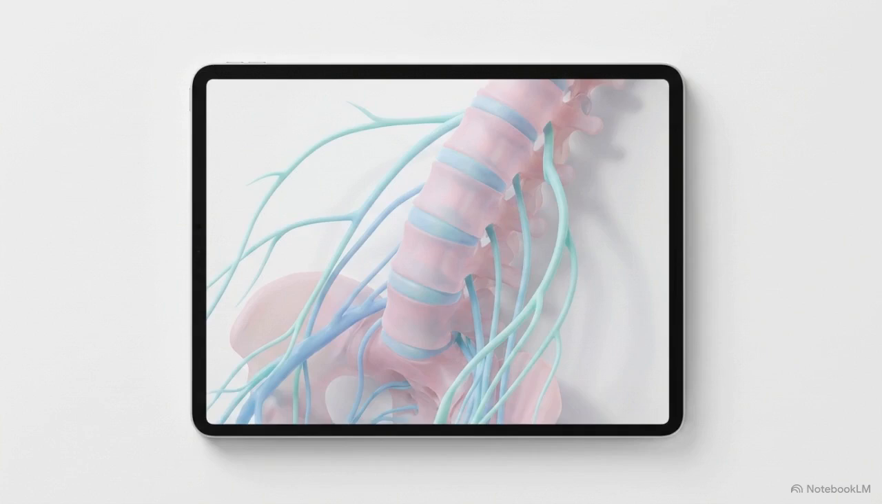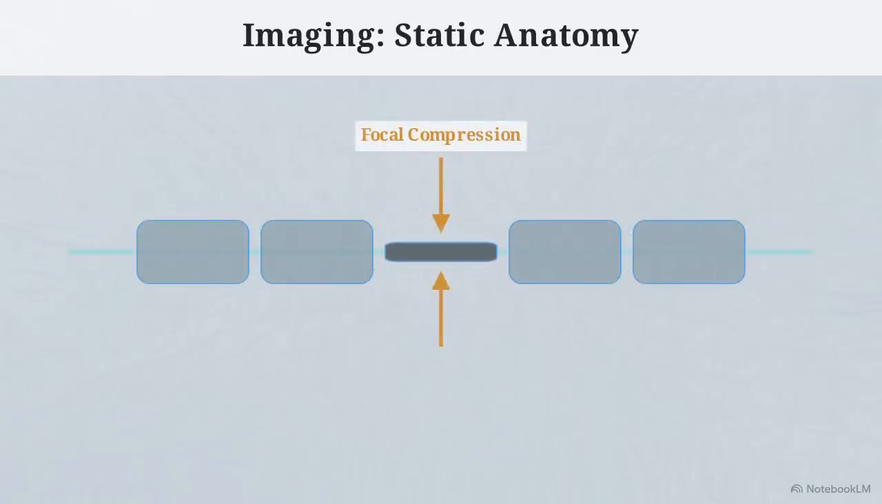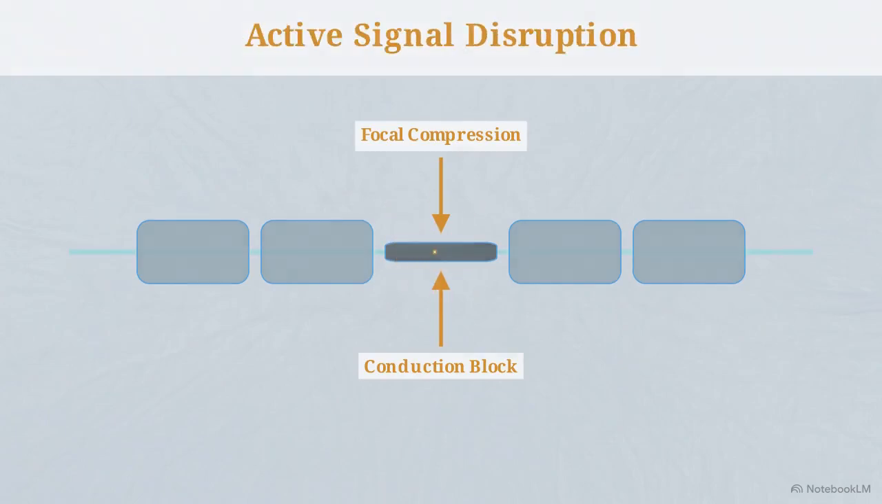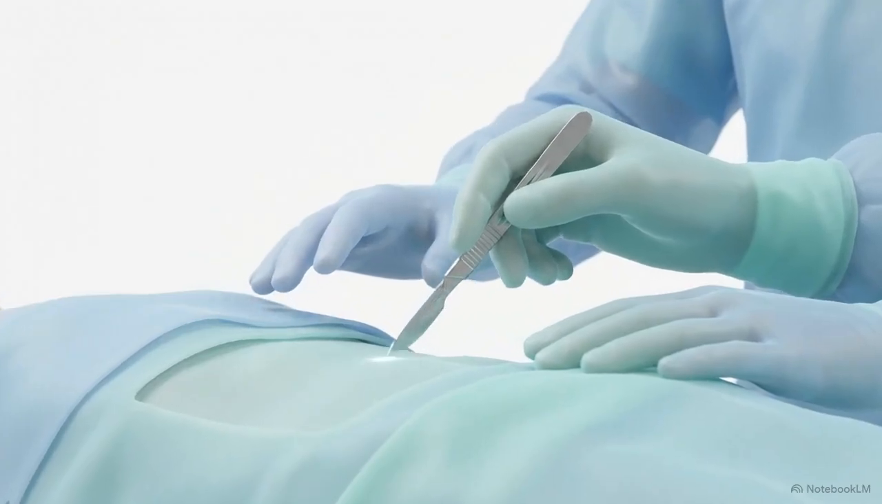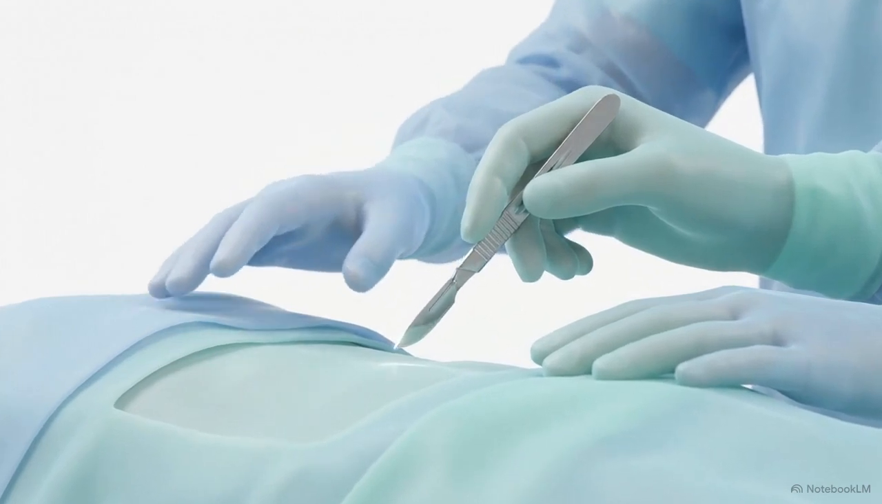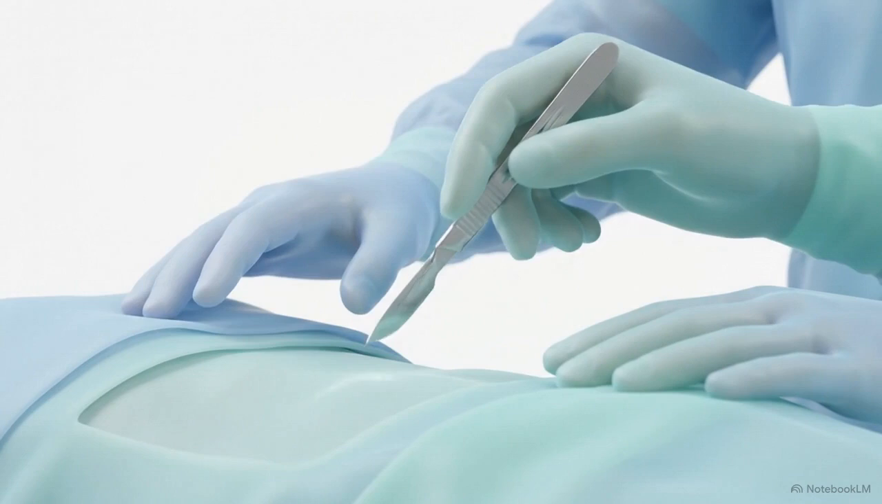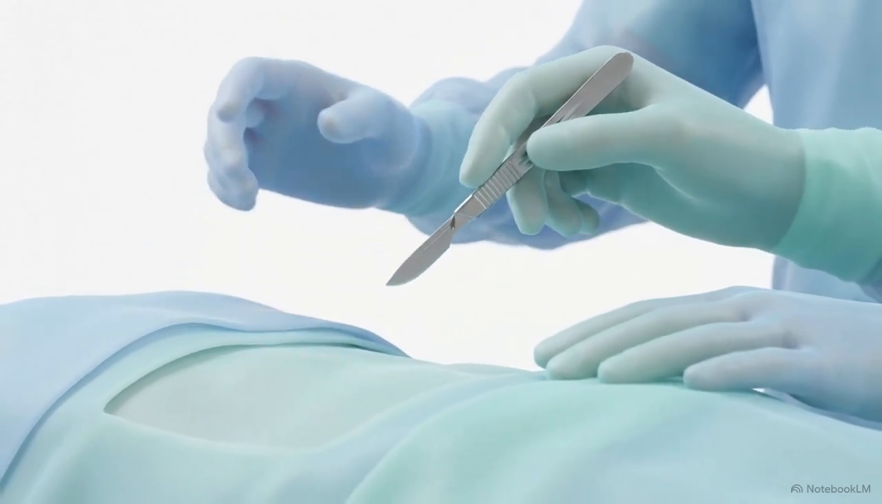Standard physical examinations and MRI sequences often lack the resolution to separate these overlapping conditions. Imaging captures anatomy, but it cannot measure real-time functional distress or active signal disruption. Without precise electrical isolation, surgeons risk operating on anatomical anomalies found on scans that may not be the actual physiological source of the patient's deficit.